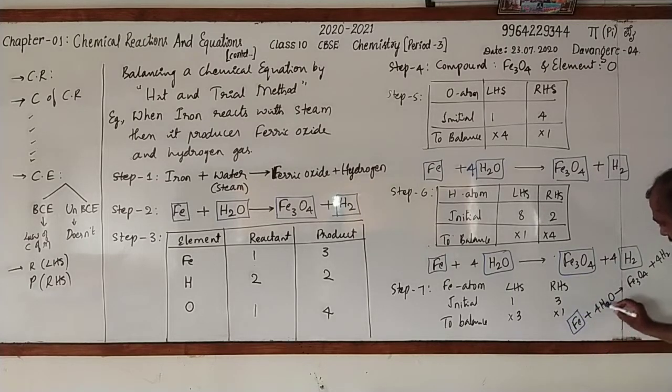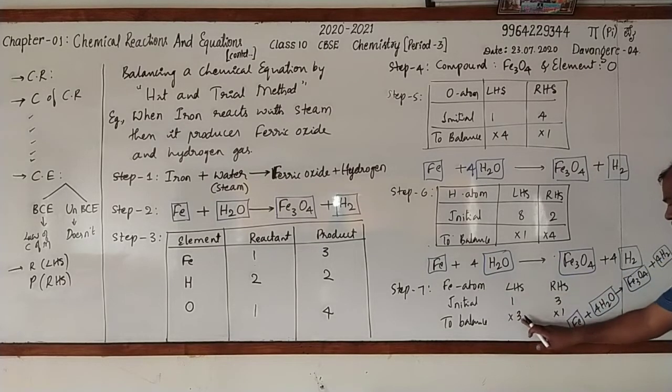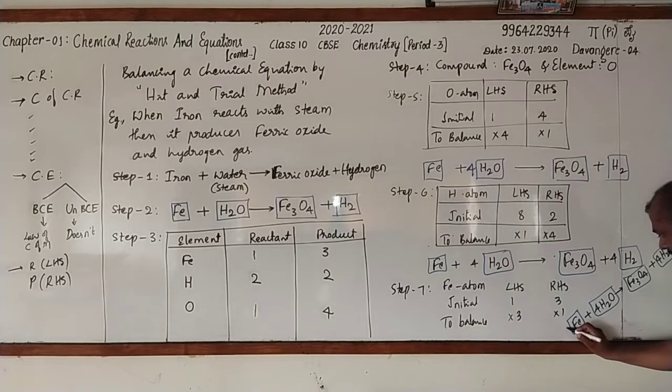Observe this. Look here. To balance the iron atom, we have to multiply by 3 on the LHS. Now count it. 3 atoms of iron here, 3 atoms of iron here. Then 4 twos are 8 atoms of hydrogen, and here also 4 twos are 8 atoms of hydrogen. 4 atoms of oxygen, 4 atoms of oxygen. Clear? So now it is a balanced equation.